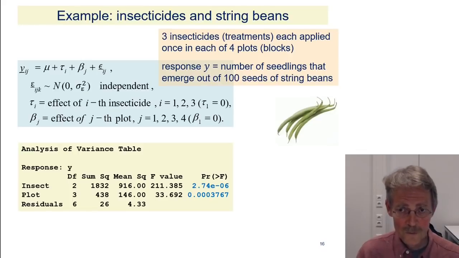So what you do is you put your groups of 100 seeds of string beans within each piece of land, and you apply your 3 insecticides within each piece of land as well. So the pieces of land are the blocks. So you don't use only one insecticide on one piece of land. No, you take care that all 3 insecticides are used on groups of 100 seeds within each piece of land, so that the insecticides are compared on groups of 100 under the same conditions for that piece of land.